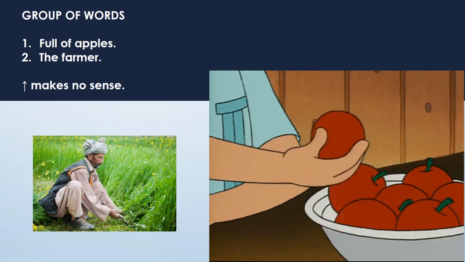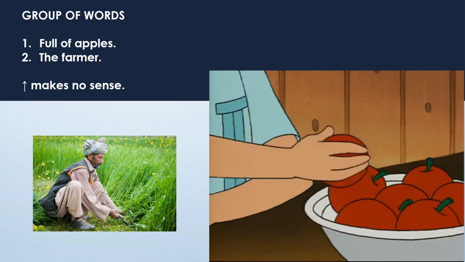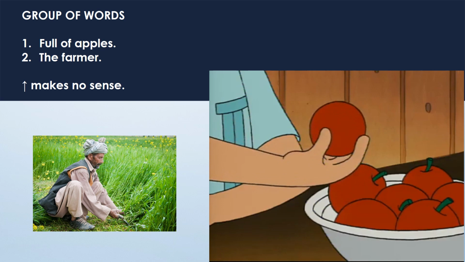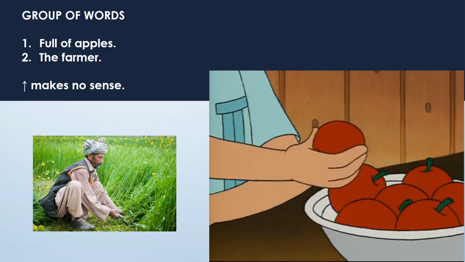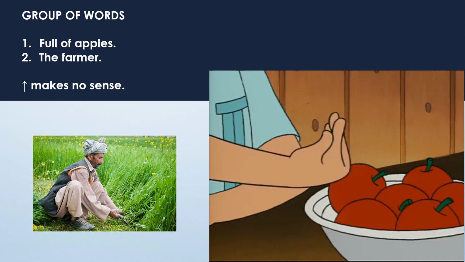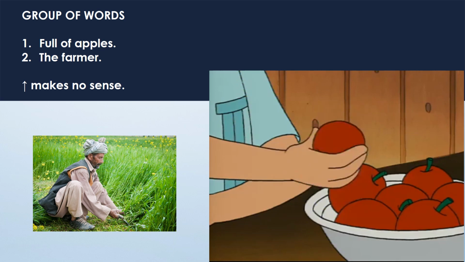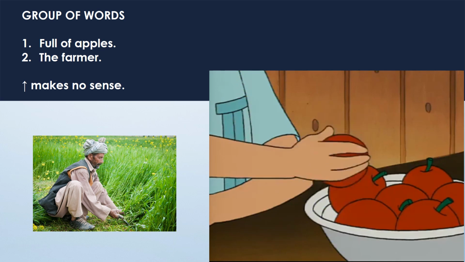Here are some group of words. Number 1, full of apples. Number 2, the farmer. These words make no sense. Full of apples. But what is full of apples? The farmer. What is the farmer doing?